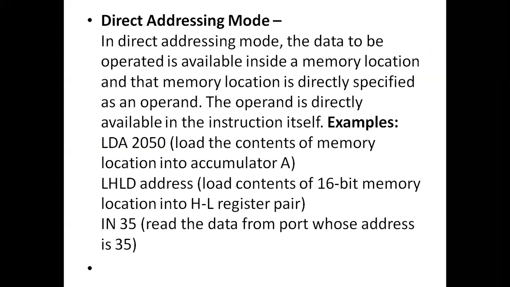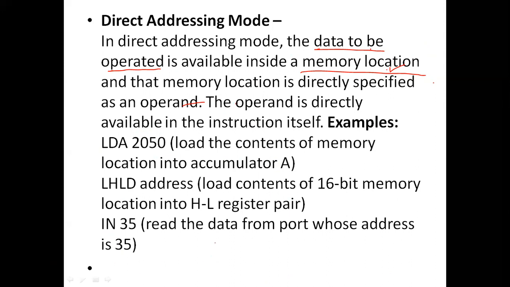Next one is direct addressing mode. As the name itself specifies, directly we are giving the address of where the data is available. In direct addressing mode, the data on which we want to make operations is available inside a memory location. In register addressing mode the data is available in the register. When it comes to direct addressing mode, the data is available in the memory location and that memory location is directly specified as an operand.